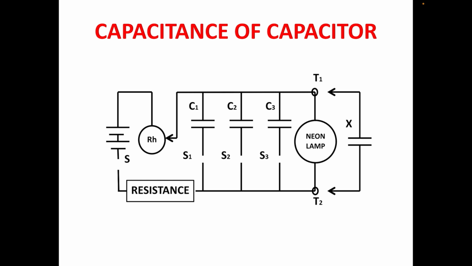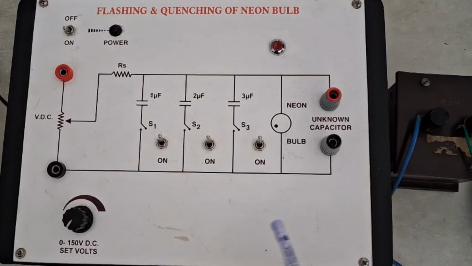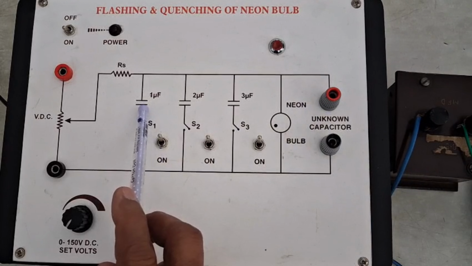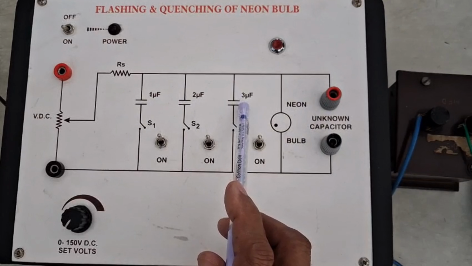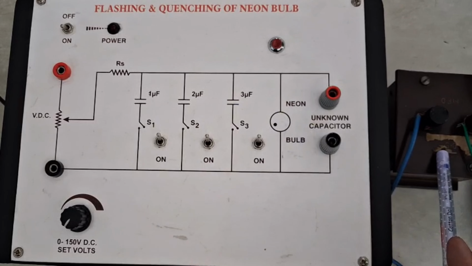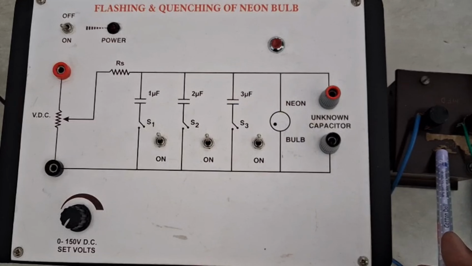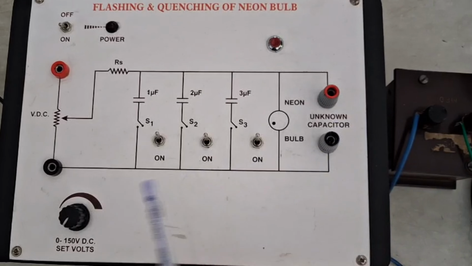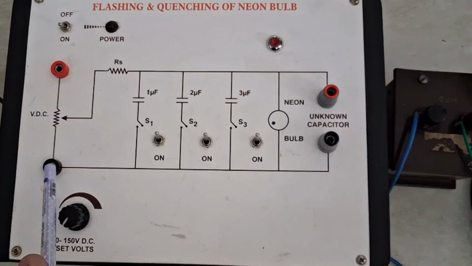This is the required circuit diagram to determine unknown capacitance of a capacitor using flashing and quenching of a neon lamp. Here, X represents unknown capacitance of a capacitor that is to be determined. Let me introduce the apparatus. These are three capacitors connected parallel to each other, and this is neon lamp connected parallel to the capacitors. This is the capacitor, the capacitance of which is to be determined. This is variable DC power supply.